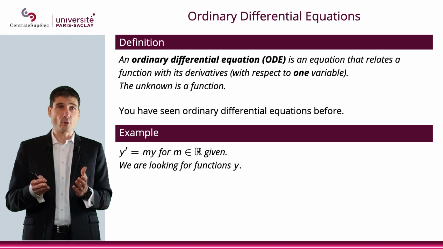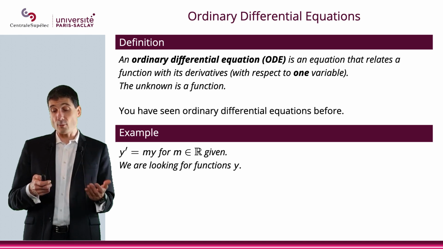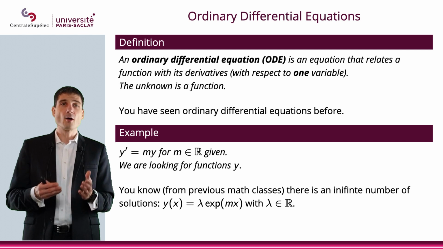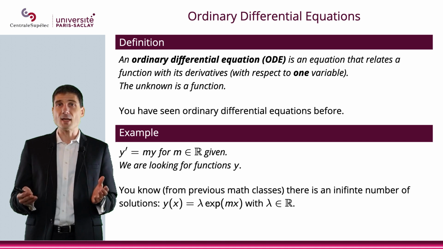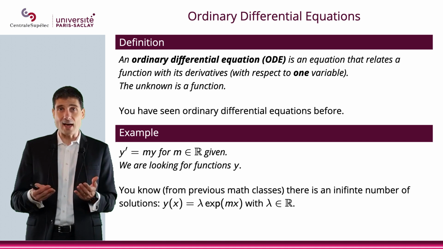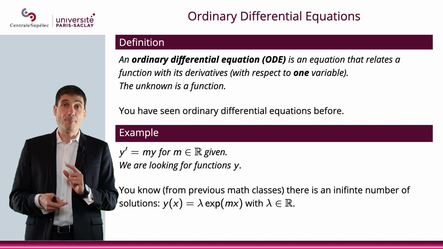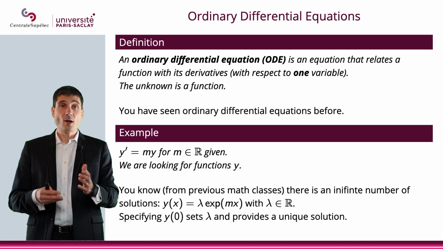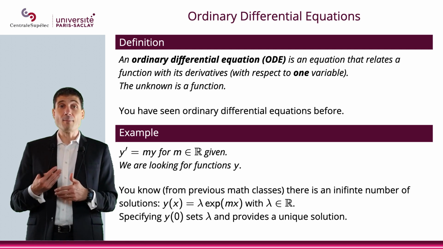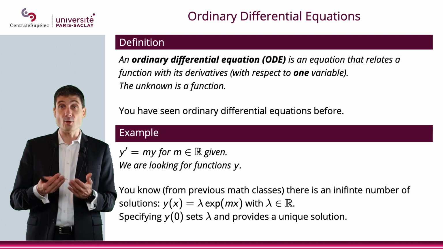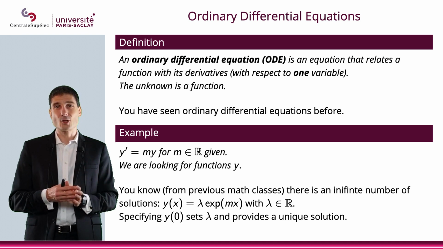And as we know, if you look at y prime equals my for any m in R, then we know the solution. The solutions are y of x equals lambda exponential mx for any lambda in R. In other words, you have an infinite number of solutions. You don't have one solution, you have an infinite number of solutions. But if you specify y of 0, or y at anything at that point, then lambda will be provided as a unique function of y naught. In other words, you have only one solution to that problem.